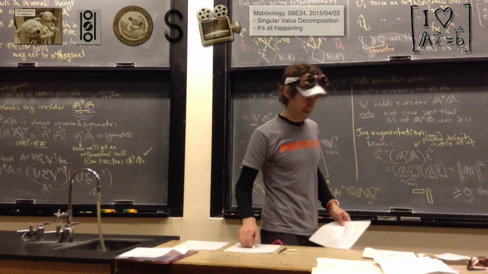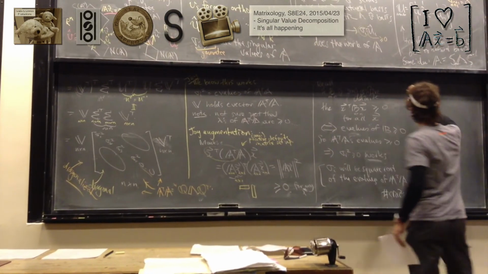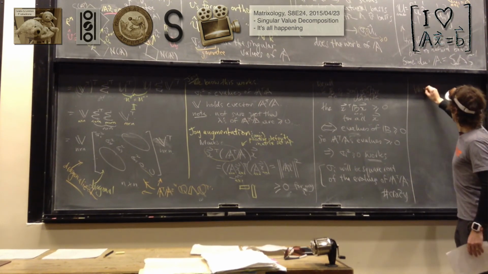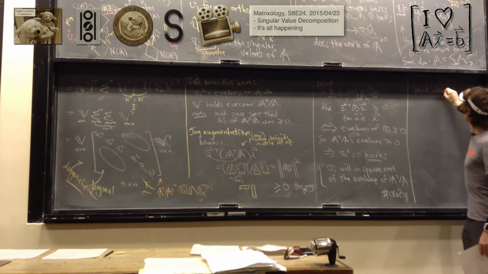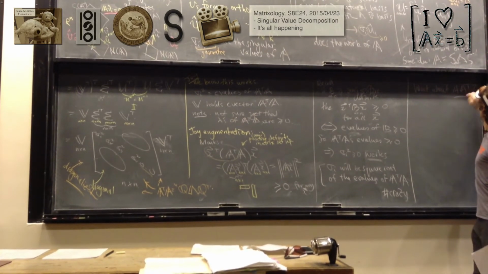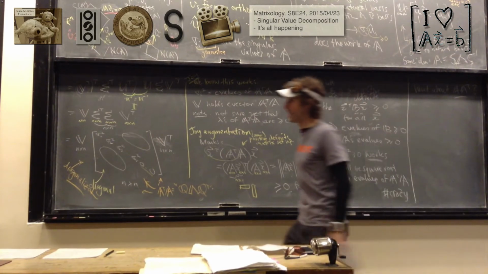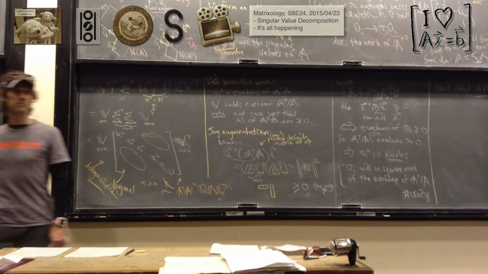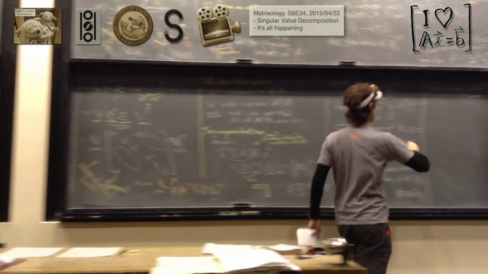So what about A transpose? And why would we think about that? There's a reason for that. So what happens if we do A transpose? The transpose is going to be over here. So what happens to that one?